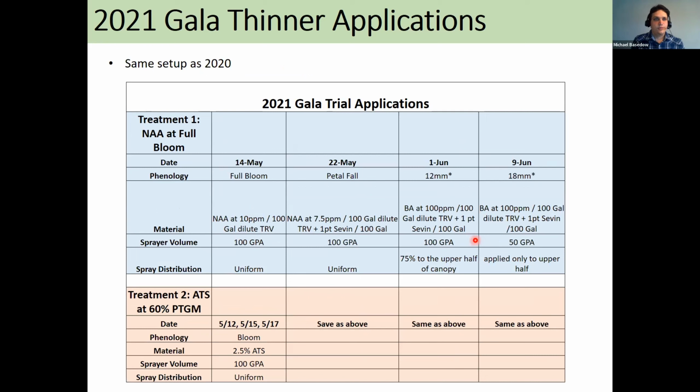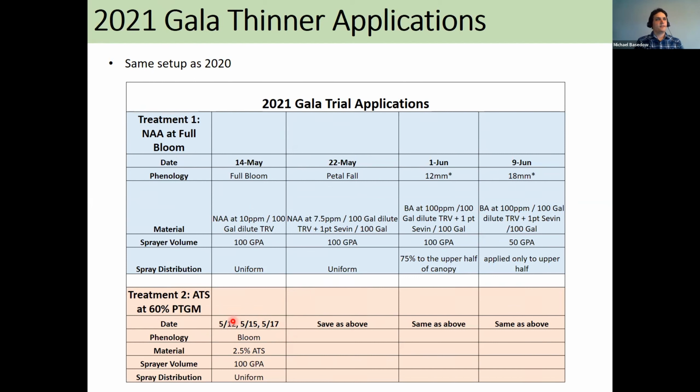This is our 2021 Gala trial, the same block as 2020, and a very similar setup as far as our treatments. Again, that NAA at full bloom, and our treatment 2 was, again, ATS at 60%. The only difference in this case was that we actually did 3 applications of the ATS.